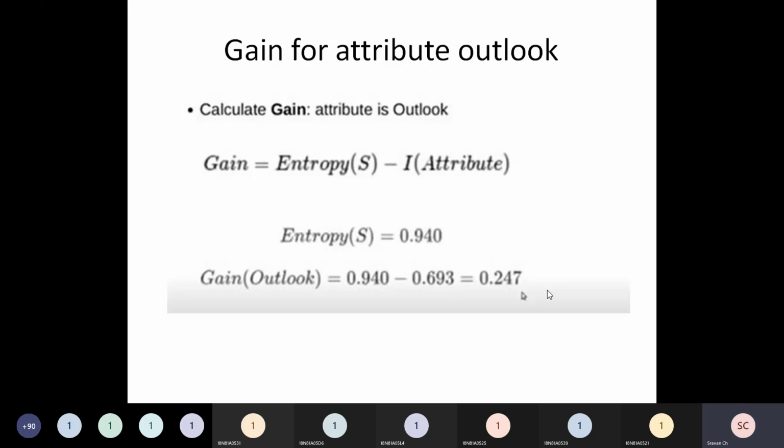0.247. So gain of outlook is calculated. Same process you have to apply for temperature, humidity, wind. So what is the gain of temperature? What is the gain of humidity? What is the gain of wind? So if I want to calculate gain of temperature, what should I do? First of all, I should see under temperature how many different values are there. Those many subsets I will get. For every subset, I will calculate entropy. Right?